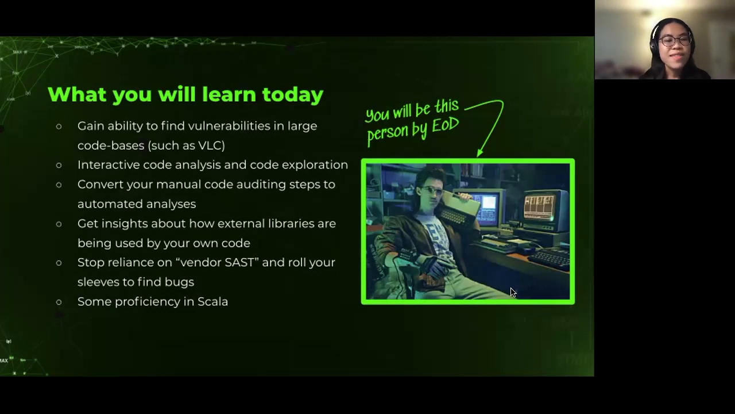And then we're also going to show you how you can convert these manual code auditing steps into a script that can be run automatically in all of your programs or your applications. You'll also gain insight into how external libraries are being used by your own code. And the result of all of this is that you'll be able to stop your reliance on vendor provided or commercial SaaS tools that don't always do what you want them to do.